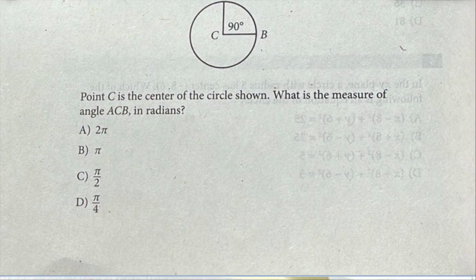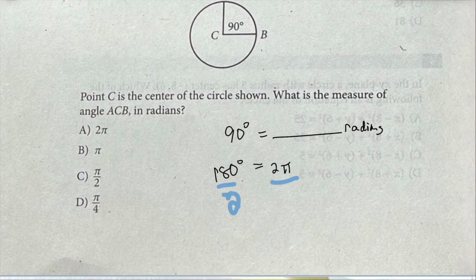Number 6 says, point C is at the center of the circle shown. What is the measure of angle ACB in radians? So they're really saying 90 degrees is how many radians? The thing to remember is that 180 degrees is pi worth of radians. I think I said 2 pi earlier, but that was a slip, I did not write that.